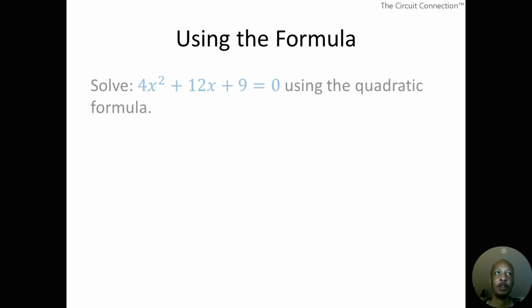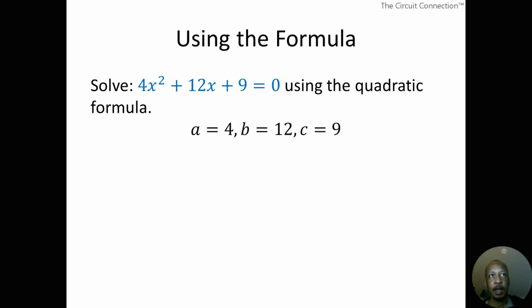But with this next problem, okay, so I'm going to solve 4x squared plus 12x plus 9 equals 0 using the quadratic formula. So what is a? a is 4, b is 12, c is 9.